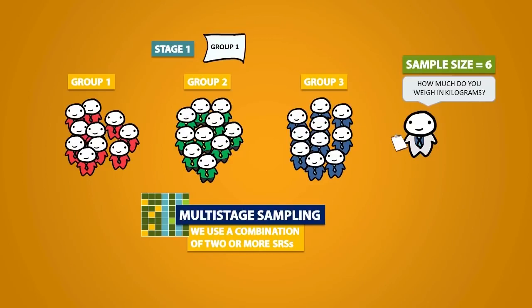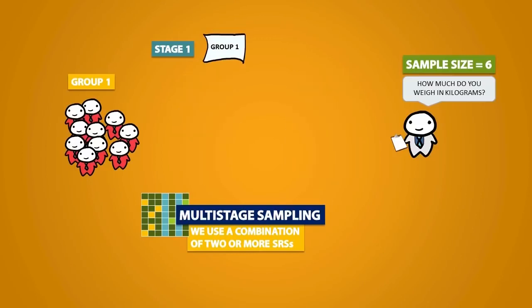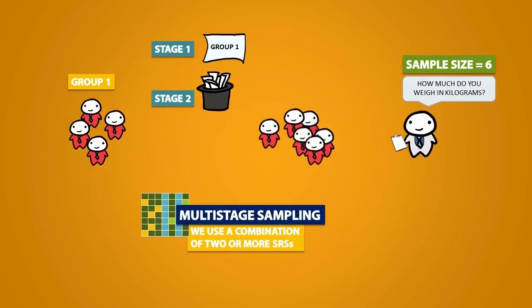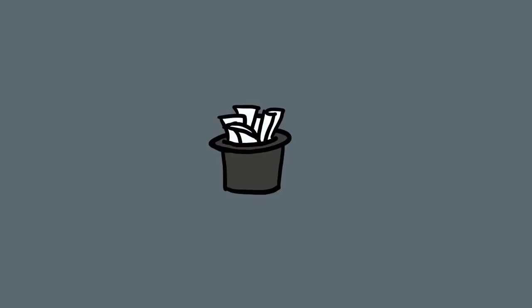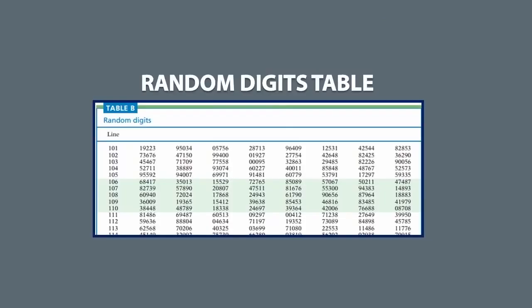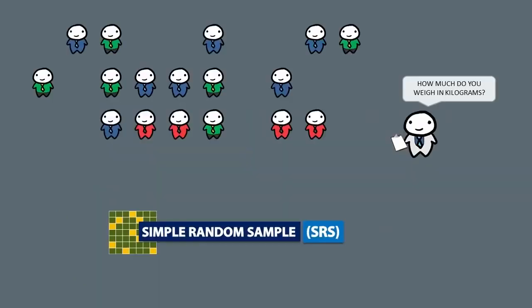Then that means I would only look at group 1. Then for stage 2, I would do another SRS to get the 6 random people. We go through different stages of simple random samples to get the actual sample, and this is why this is called multi-stage sampling. I'd like to point out that instead of putting names in a hat, there's another way to pick things randomly. We can use something called the random digits table. The random digits table consists of a long string of random numbers, and it can help us do an SRS.